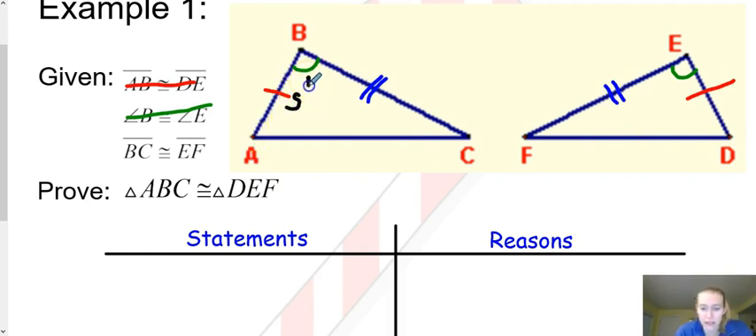Okay, and now I'm going to see which congruency statement I'm going to use. So notice I have a side, an angle, and a side. So these were congruent by SAS. So it's a SASY triangle.